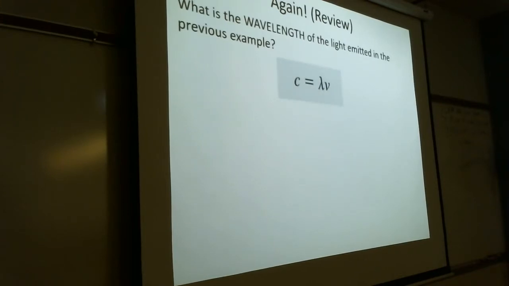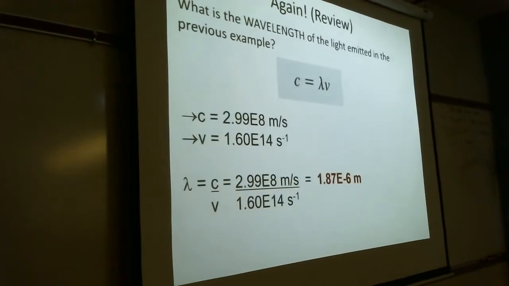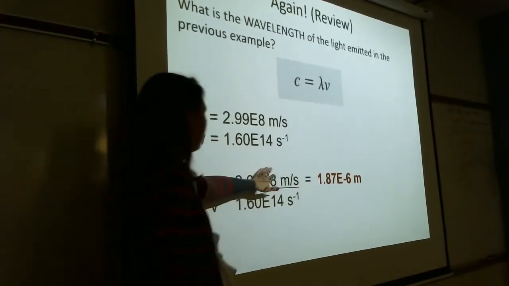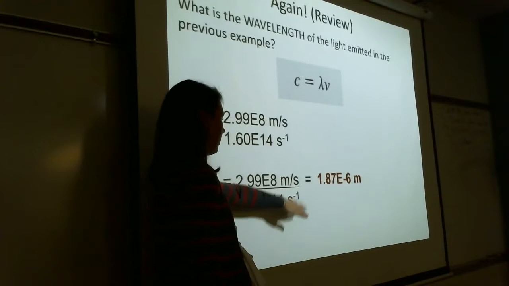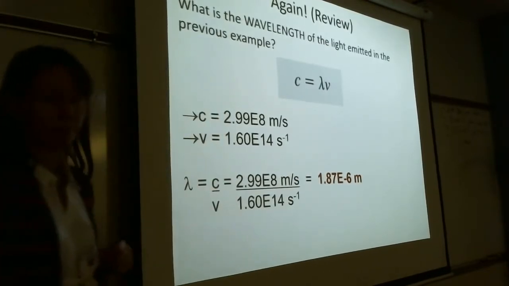Right, so here's the equation we're using. Speed of light is equal to wavelength times frequency. Speed of light's a constant. Frequency we just solved for. So to get wavelength, we plug in. Our answer is in meters, right? It gives it to me in meters, because my units are meters per second divided by 1 over seconds. So 1 over seconds, 1 over seconds, those go away. That leaves me with meters.